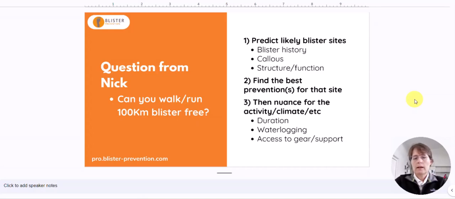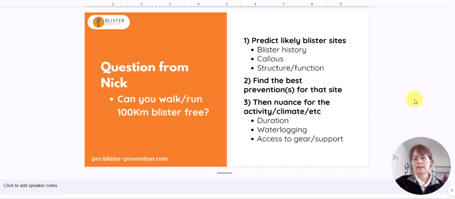On top of that, if they don't have a blister history or they've not been so active and you don't really have anything to go on, then have a good look at their structure and function, and you might be able to find something that is likely. Perhaps they've got a Haglund's deformity, perhaps they've got a rigid plantarflexed first ray or whatever. So I hope that the previous little discussion about the biomechanics has helped in that way.